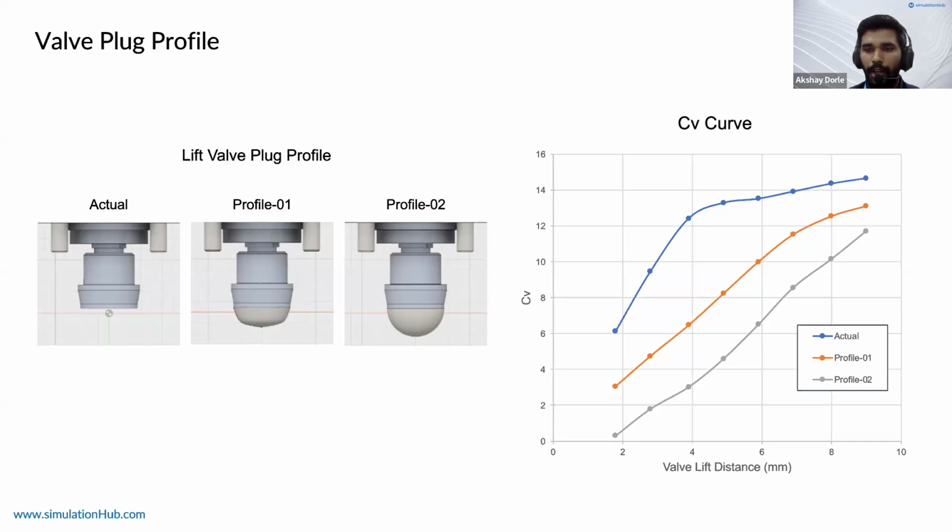So the first profile that we have, in the initial openings, it has a lot of flow rate going through it. The second one is somewhat of a linear profile. And from the analysis, we found that the third profile is somewhat of an equal percentage profile.